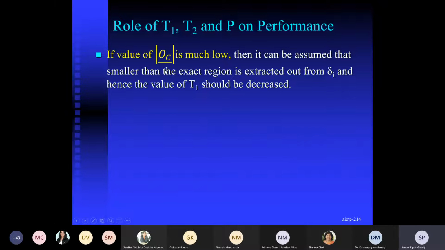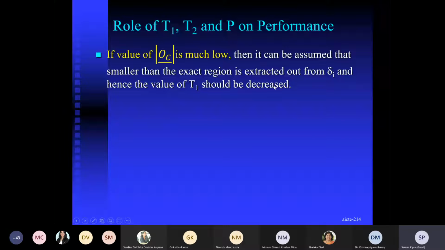So if the value of the lower approximation is much low, then what does it mean? It can be assumed that a smaller region than the exact region was extracted. The region should have been larger, but you have extracted less. So in that case, the delta threshold should be decreased. If you threshold the delta value, the similarity difference, and T is now lowered, then we will get a larger number of pixels as the object model. So if the cardinality of the lower approximation is much low, then T1 should be decreased.